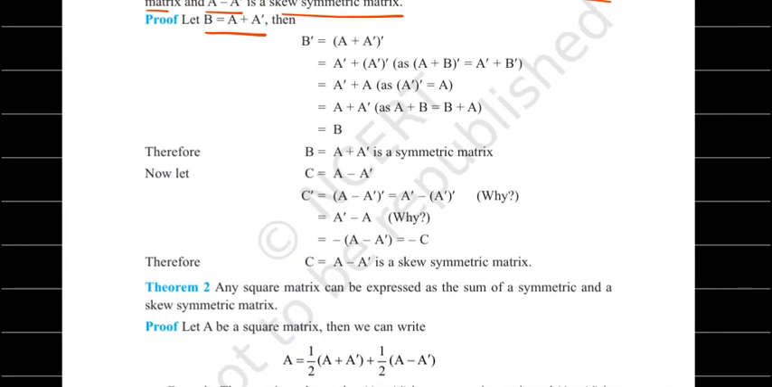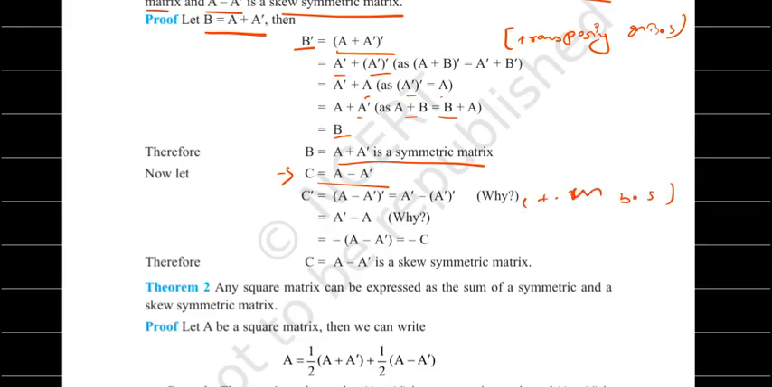They have written this one by transposing on both sides. So again A dash is equal to A plus A dash, the same thing. This A dash dash will become A. Here A plus B is equal to B plus A, so it is symmetric. Now for skew symmetric, transposing on both sides: A minus A dash whole dash, A dash minus A, minus of A minus A dash. So C is equal to A minus A dash is a skew symmetric matrix.